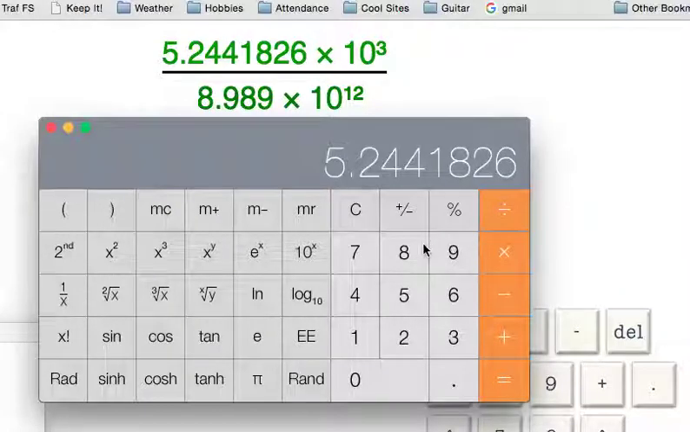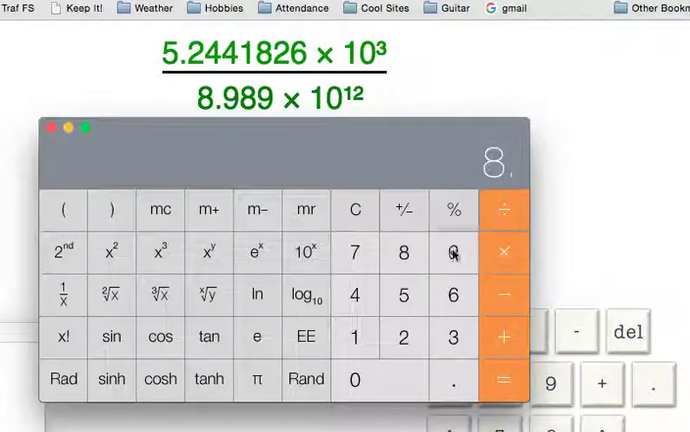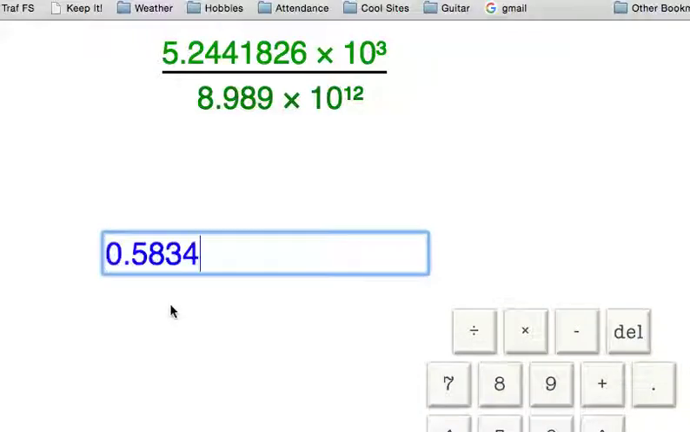5.2441826 divided by 8.989 is equal to 0.5834. And we're moving the decimal point one step to the right, so that's going to be times 10 to the negative 1. So we have to remember that negative 1, we're going to subtract 1 off of whatever our answer with the powers of 10 happens to be.